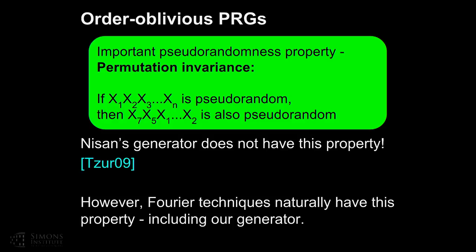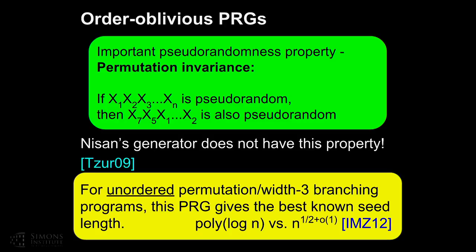And what's really nice about all of these techniques that are based on Fourier analysis, like small bias spaces and k-wise independent distributions, is that they have this permutation invariance property. If it's k-wise independent, you permute it, still k-wise independent. Small bias, you permute it, still small bias. So this generator has this permutation invariance property. This means that our pseudorandom generator works not just for ordered branching programs, but for unordered branching programs. In fact, the results that I mentioned for permutation branching programs and width three branching programs give the best seed length in the unordered setting. In particular, we get a polylogarithmic seed length, log squared for the permutation case and log cubed for the width three case, and that's an improvement over square root n, which is the best known previous result.